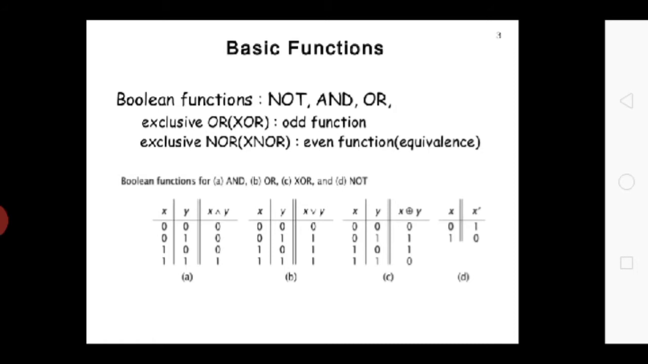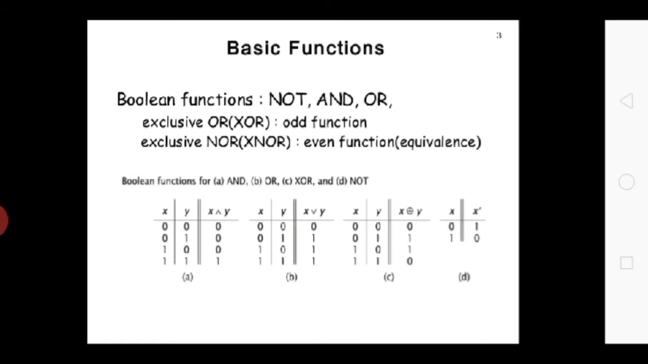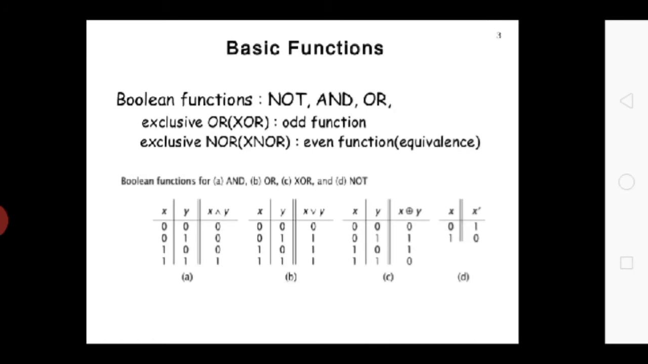Just see the first diagram, in part A. We have the two possible inputs x and y, and the possible combinations of zeros and ones are 0 0, 0 1, 1 0 and 1 1. When it comes to the AND operation, we are simply multiplying. So 0 into 0 is 0, 0 into 1 is 0, 1 into 0 is 0, and 1 into 1 again is 1.